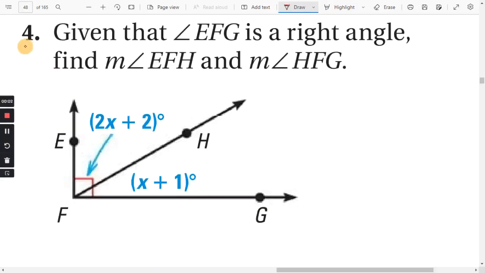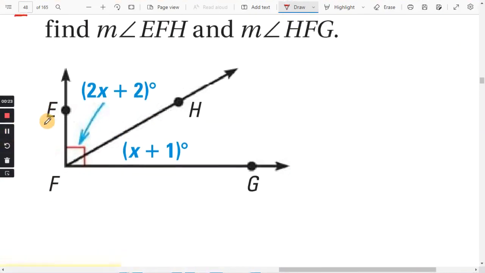Okay, please pause and try Got It problem number 4. And I will give you a hint. Since the big angle is a right angle, that means when you add these two smaller ones, you're going to set it equal to 90 degrees. So please try that one.